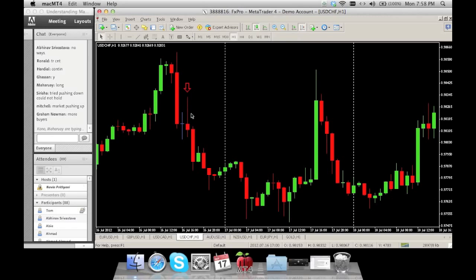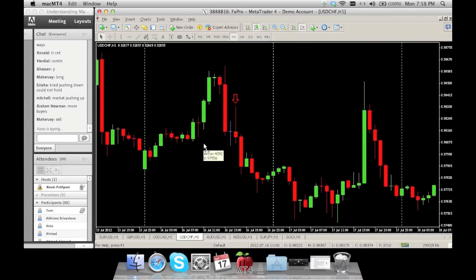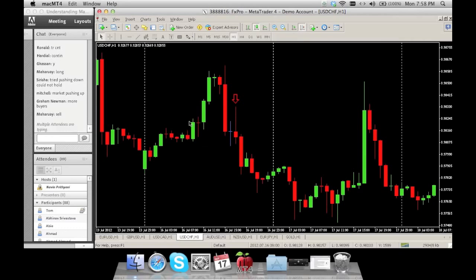There's a lot of people who are trying to sell. Next candle opens up and the market continues. Okay, so far so good. Okay, let's get some more examples here. Take a look at this pattern here.